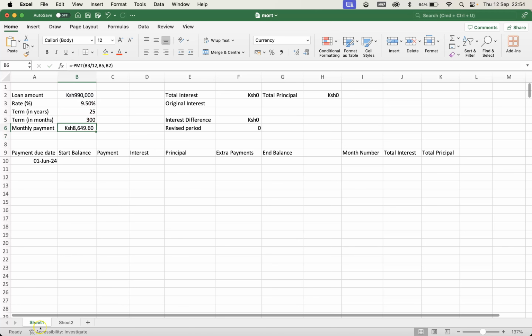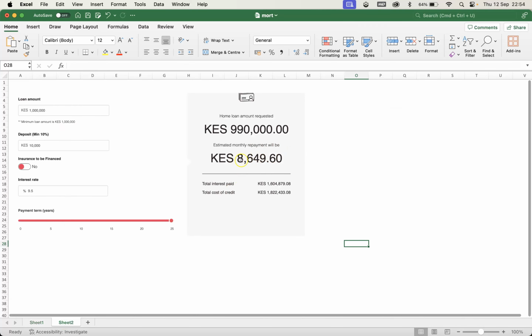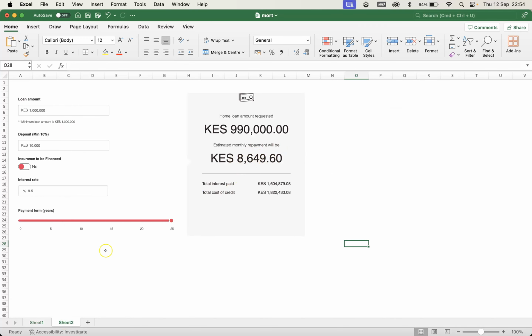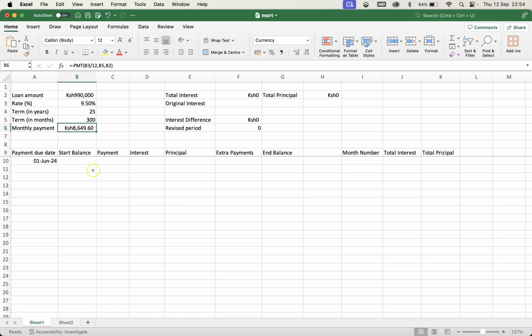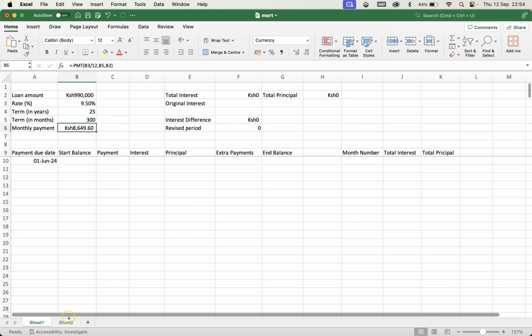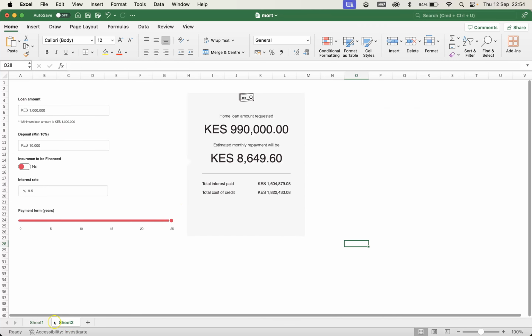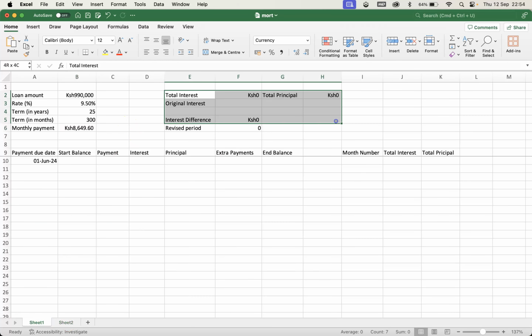To affirm our calculations, we can step in here and see that the 8,649.60 is equivalent to what we have calculated here. So in other words, this bank has just plugged in Excel at the back end to compute the numbers. I'll explain about these figures here later. So let's go ahead and start digging into what inputs we need to add in all these columns.